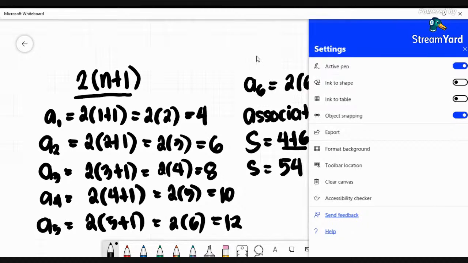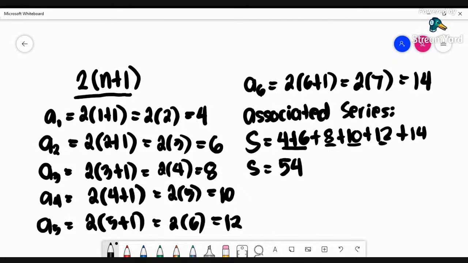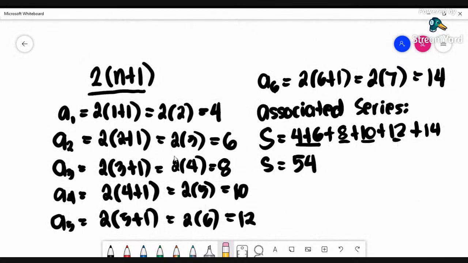Let's continue to number 2. Okay, I'll find the eraser. Ouch. Eraser.